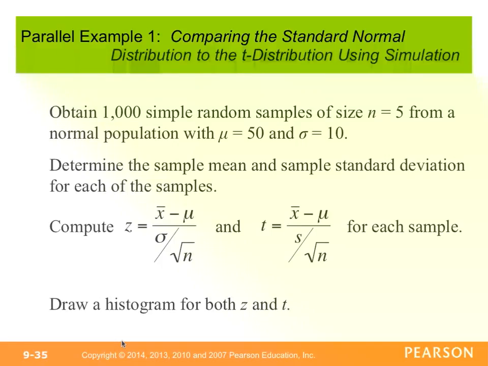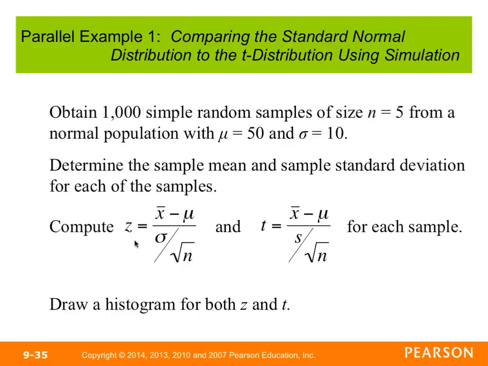So let's say we're obtaining 1,000 simple random samples of size n equals 5 from a normal population with mean of 50 and standard deviation of 10. We'd like to determine the sample mean and the sample standard deviation for z and for t. Okay, so you'll notice the formulas are very similar. The only real difference is that for our t, we have S, which is our sample standard deviation, instead of sigma, which is our population standard deviation.